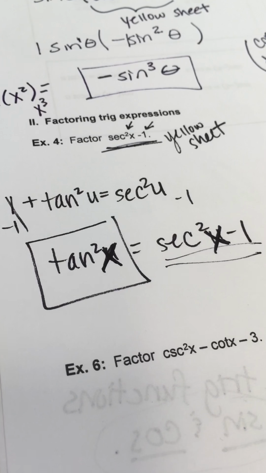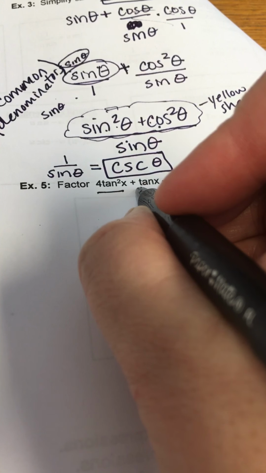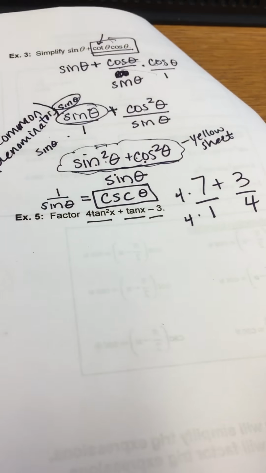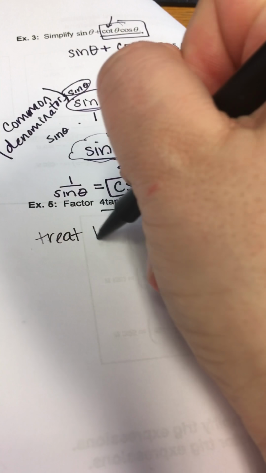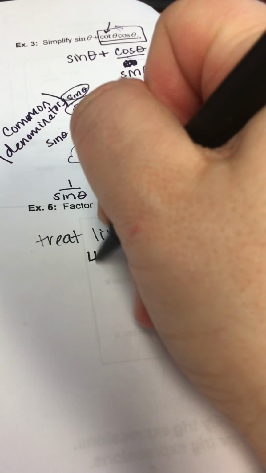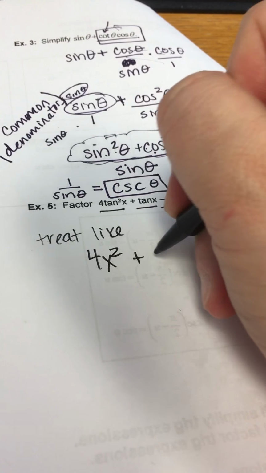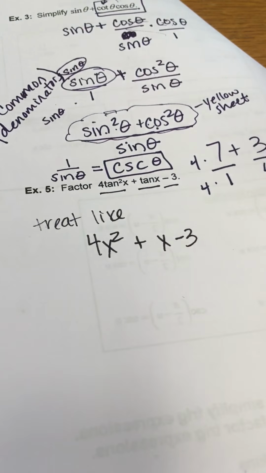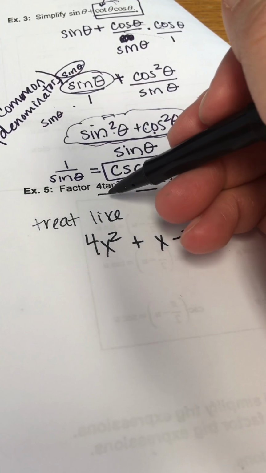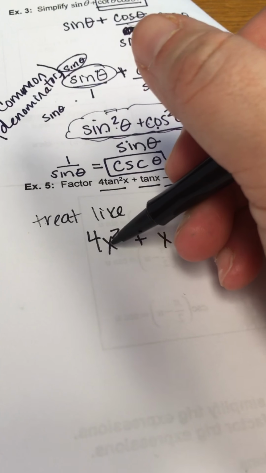Now, this next one, example 5. I have the 3-term trinomial, 4 tan squared x plus tan x minus 3. So you can factor this by treating it like 4x squared plus 1x minus 3. After you get it factored, plug the tangents back in, or whatever trig function you have, wherever you have x.